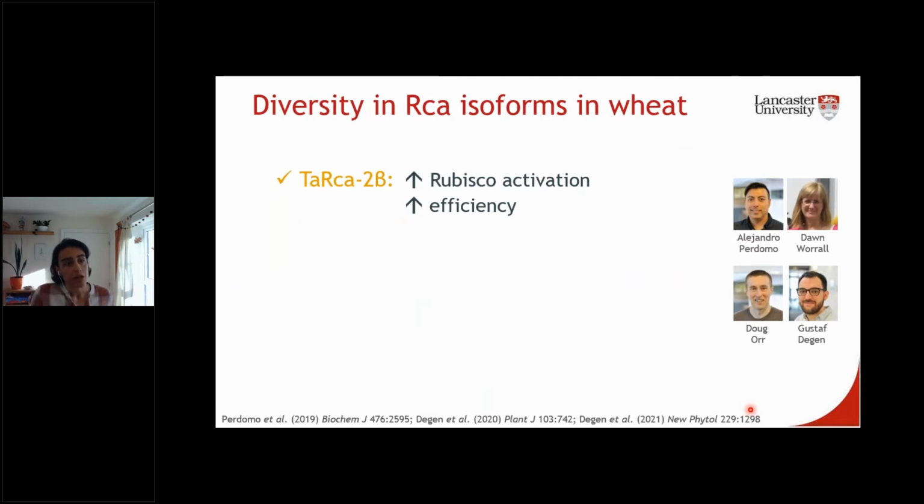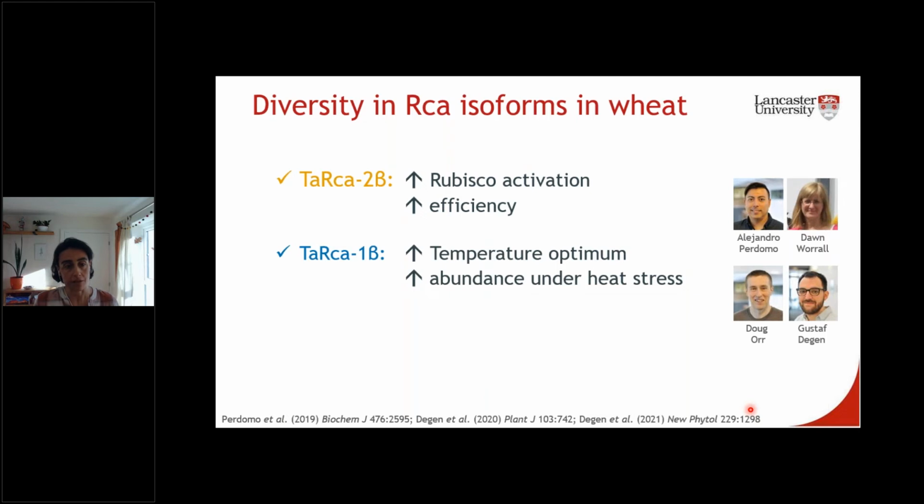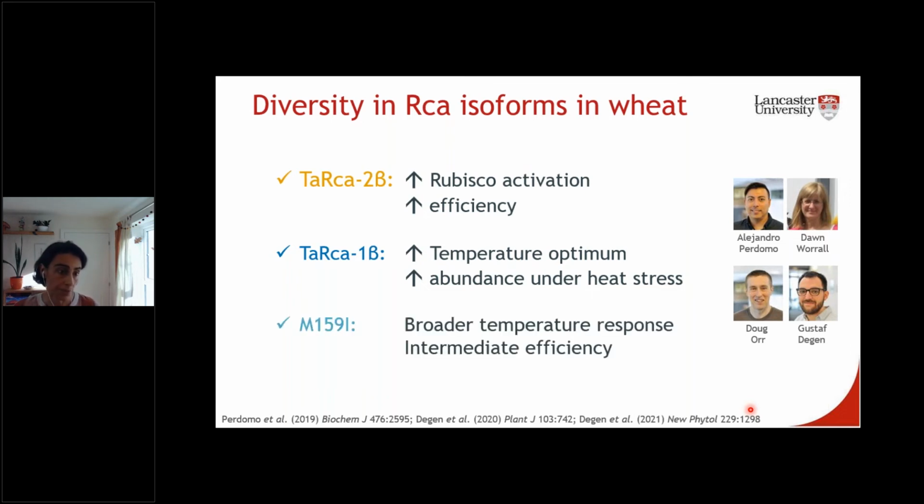So to summarize what we know about the diversity of Rubisco activase isoforms in wheat, we know that one of the isoforms has faster rates of Rubisco activation, and that is a more efficient version of that enzyme. We also know that the isoform that is least abundant and least efficient nonetheless is interesting from the perspective of having a higher temperature optimum, and it increases in abundance under heat stress, but not to levels that are likely to cause much change in actual photosynthesis.